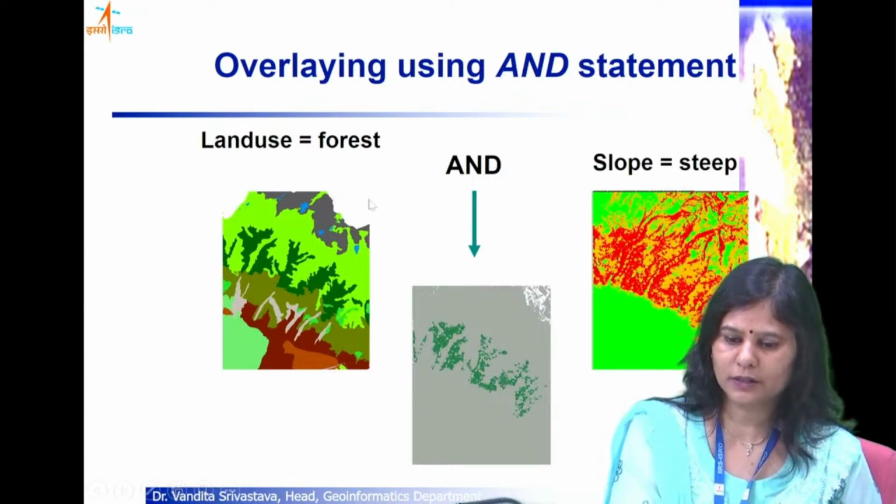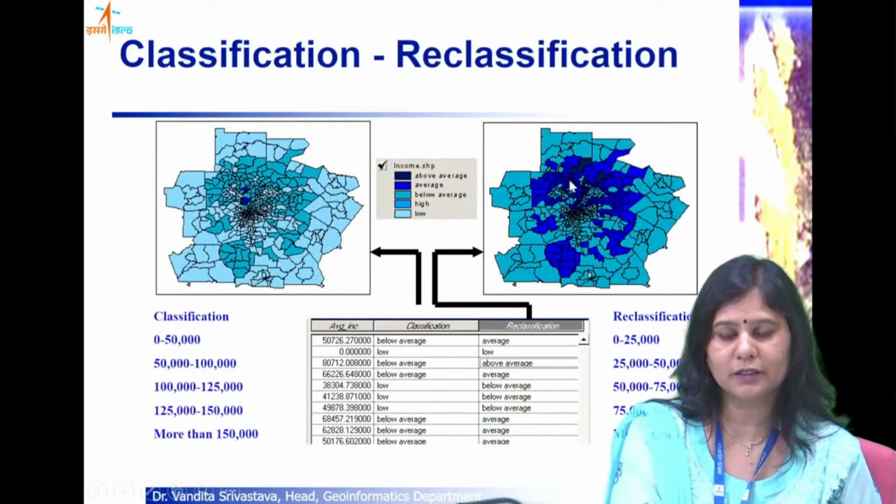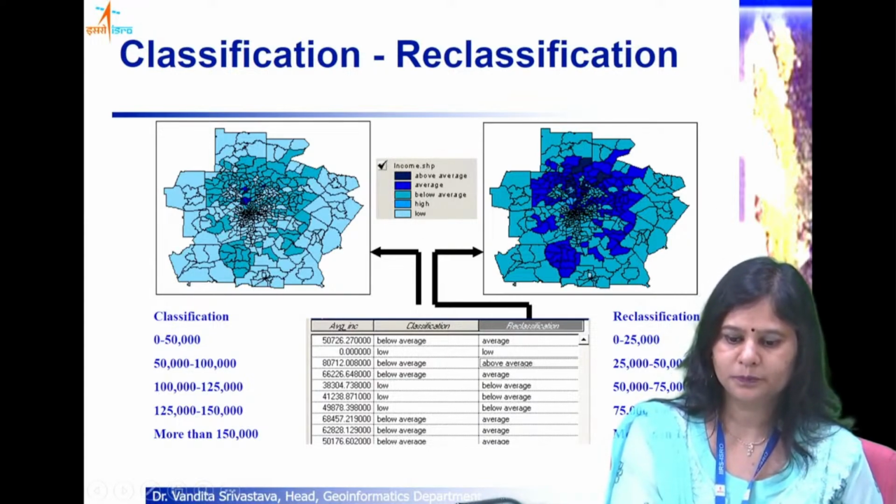Now you would notice that some of the area is shown in white color because no data is present there. In the rest some data is present, so that is why it is not white. But these are the areas which satisfy both the conditions. So likewise you can ask queries. You can also classify your map or reclassify it from one scheme to another scheme.